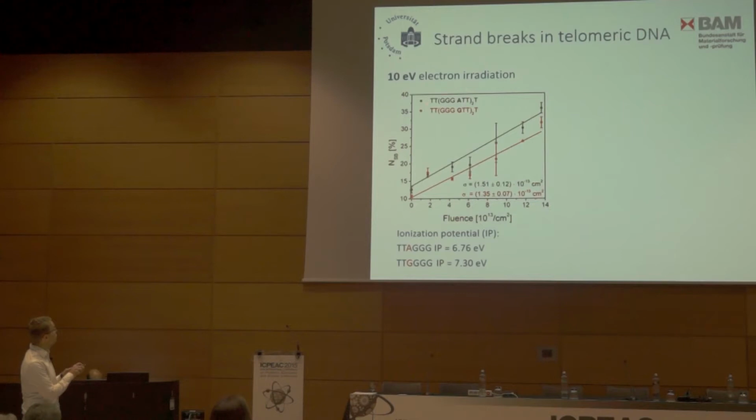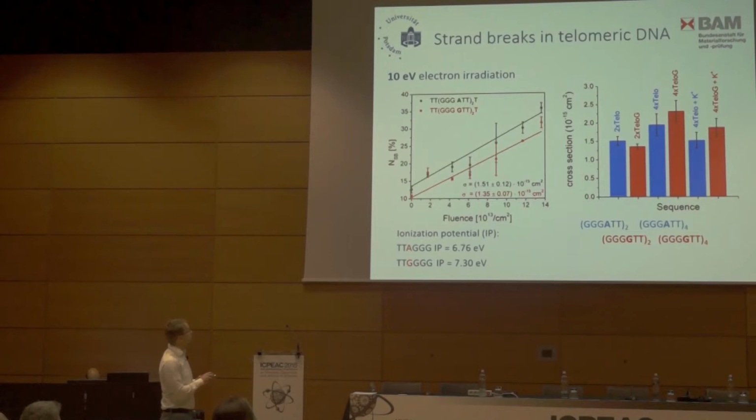And here is an example of two times the repeat unit of the telomeric sequence. We compared it with the sequence where we replaced the adenine by guanine, because it was shown in a previous study that they have very different electronic properties and ionization potentials. As you can see here in this fluence dependence of the number of strand breaks, there's not much of a difference between these two sequences. And these are the strand break cross sections of different systems that we studied.